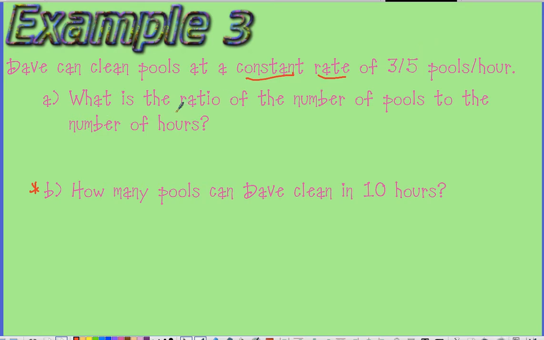However, we want to know what's the ratio. Well, 3/5, and I know it looks like this. Remember that when you see fractions written like this, the first number goes on top and the second number goes on bottom.